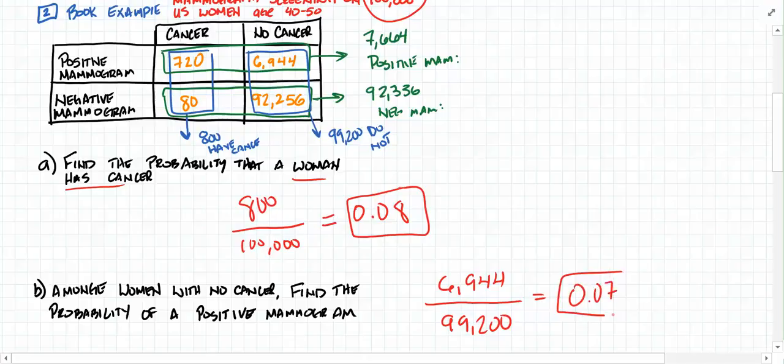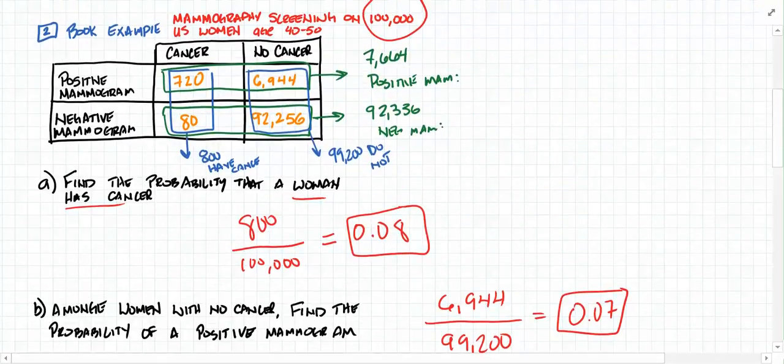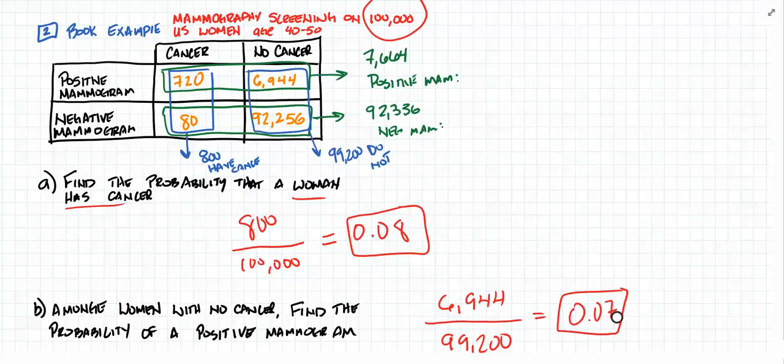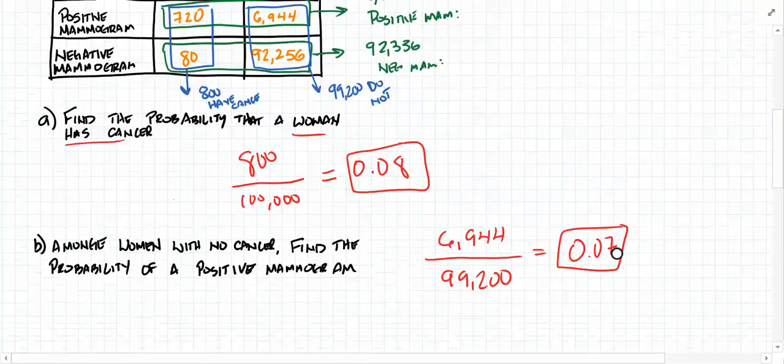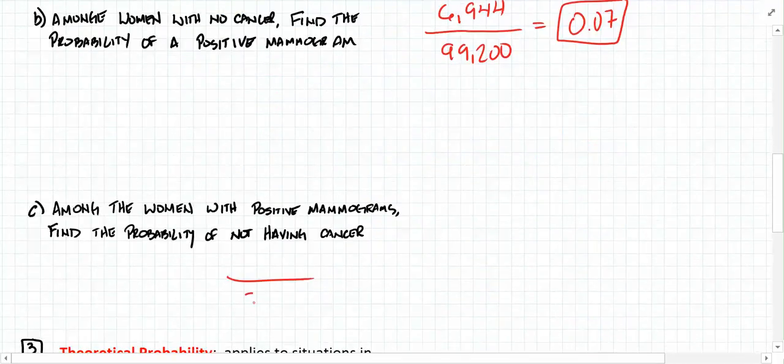0.07. Part C: among the women with positive mammograms, find the probability of not having the cancer. So among the women with positive mammograms, what number represents the women with positive mammograms? Total positive mammograms, what is it? It's 7,664. Do you guys see that? This is the positive mammograms, right there. So this one is 7,664. Among those women, what's the probability of not having cancer?